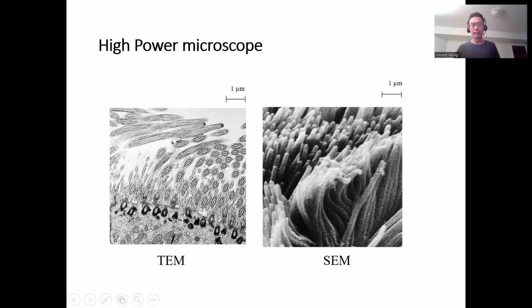Okay, and then the scanning electron microscope is to produce a 3-dimensional view of the specimen that you're looking at, right? So this is very good at studying structure on the surface, while this is very good at looking at the structure on the inside.